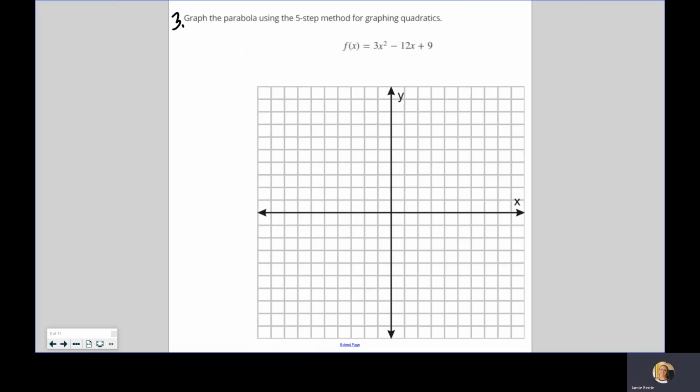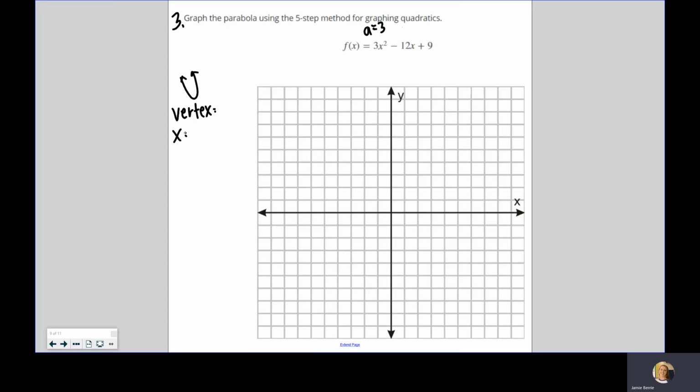All right. First, let's determine whether this is going to be concave up or concave down. The value of a here, a is equal to 3. So since a is positive, this is going to open up. We know our parabola is going to open up, concave up like a cup. So now we can go ahead and find the vertex.